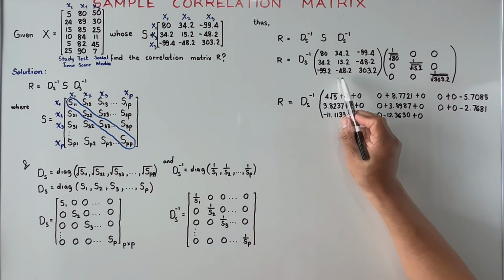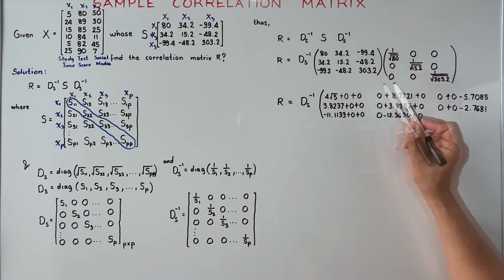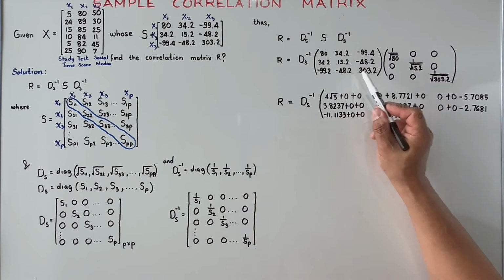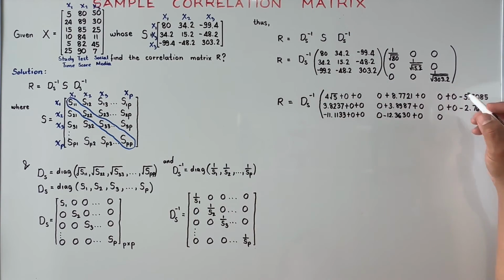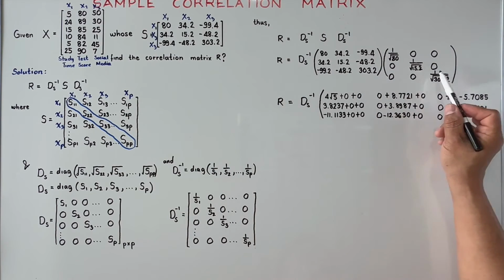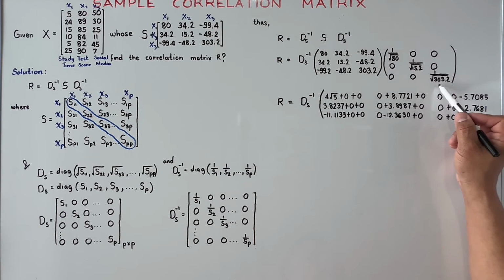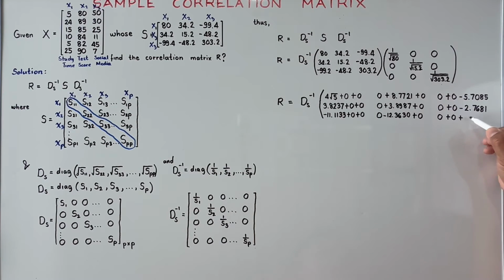And lastly, the third row multiplied by the first column, we have negative 99.2 times 0, that's 0. Negative 48.2 times 0, that's 0. But 303.2 times 1 over the square root of 303.2, the product is positive 17.4126. So this is our product matrix.